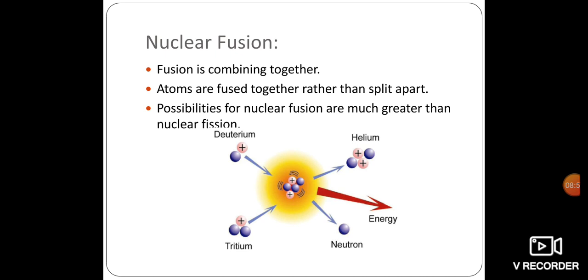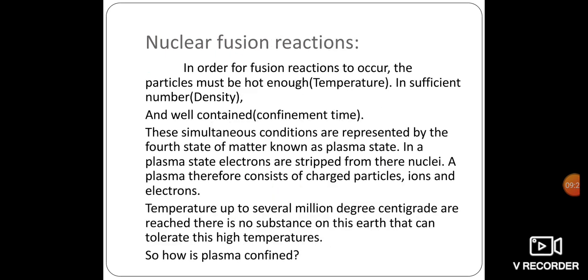Nuclear fusion reaction is a combining together. Atoms are fused together rather than split apart. Possibilities for nuclear fusion are much greater than nuclear fission reactions. Here, deuterium and tritium are combined to form helium, and a neutron is released along with energy.